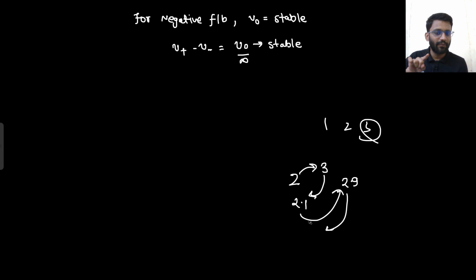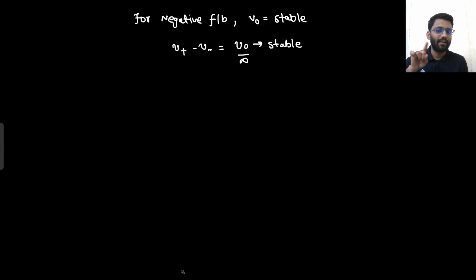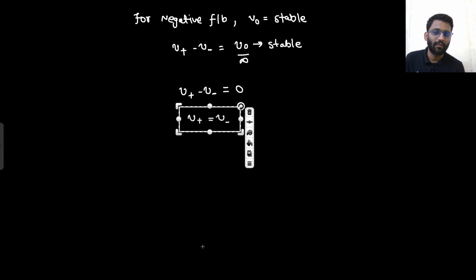So in case of negative feedback, V naught is stable, so you can put it equal to 0. So V positive minus V negative is equal to 0. So V positive is equal to V negative. So this is the concept of virtual short. So what is the concept of virtual short?